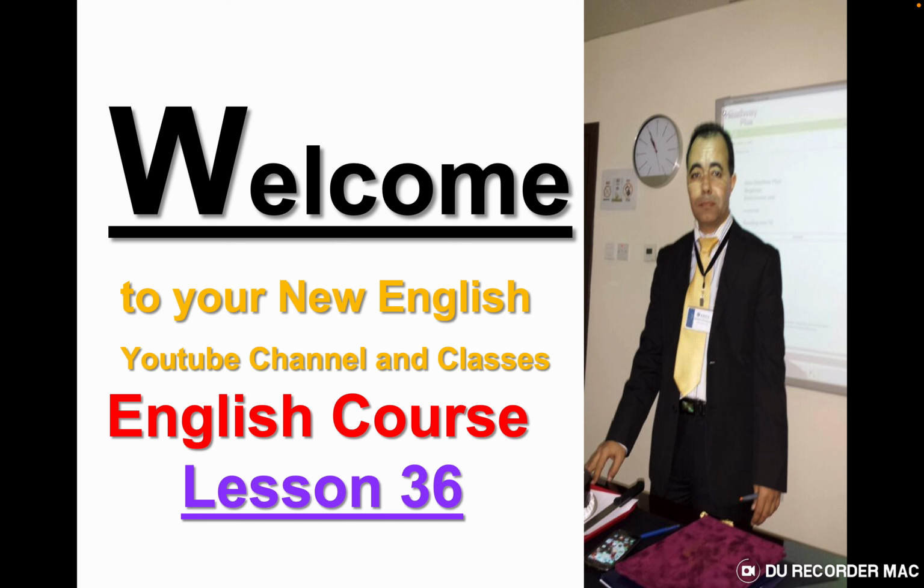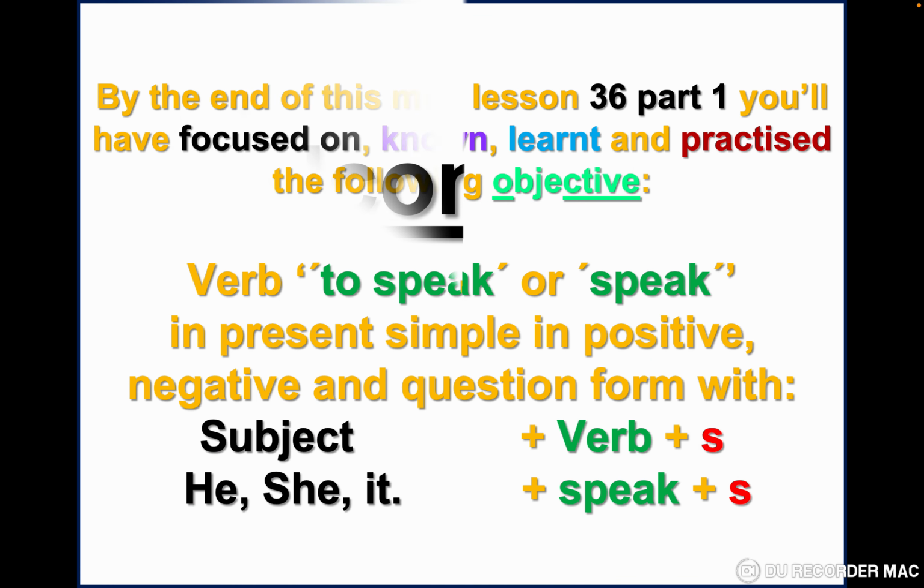English course level 1, lesson 36. By the end of this mini lesson 36 part 1, you will have focused on, learned and practiced the following objective: the verb to speak in present simple, in positive, negative and question form.